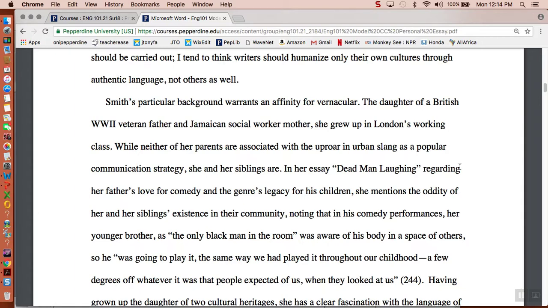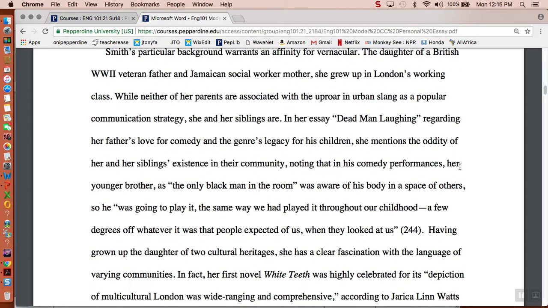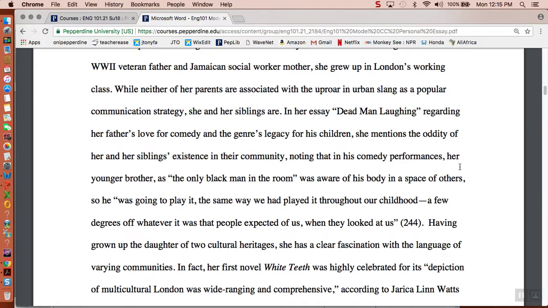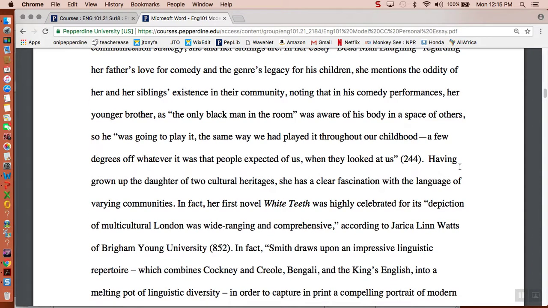While neither of her parents are associated with the uproar in urban slang as a popular communication strategy, she and her siblings are. In her essay Dead Man Laughing regarding her father's love for comedy and the genre's legacy for his children, she mentions the oddity of her and her siblings' existence in their community, noting that in his comedy performances, her younger brother, as the only black man in the room, was aware of his body in a space of others, so he was going to play it the same way we had played it throughout our childhood, a few degrees off whatever it was that people expected of us when they looked at us.